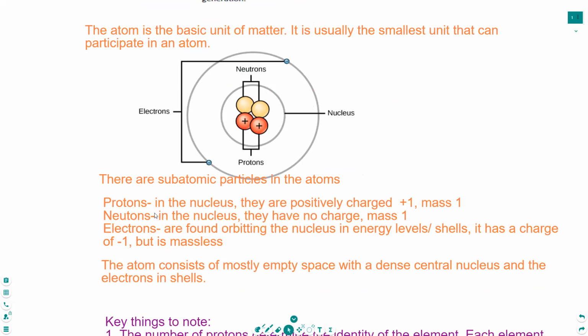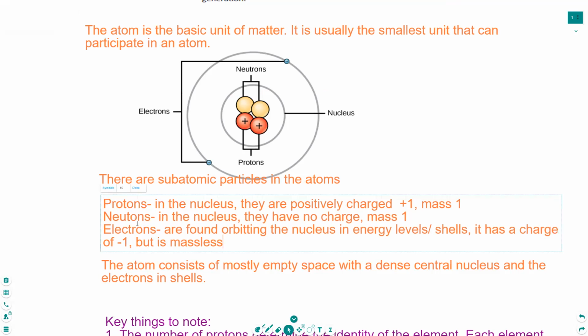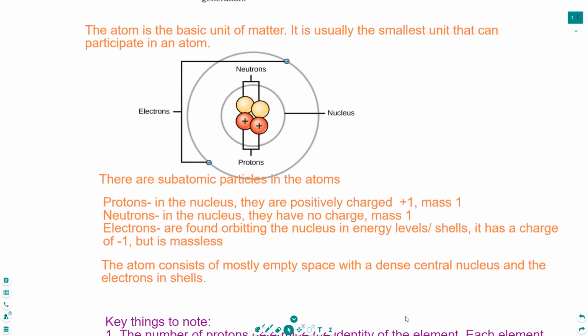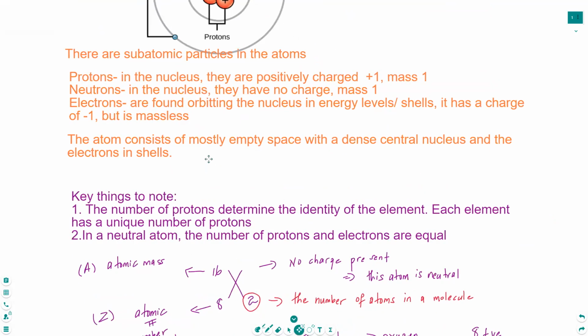So our neutrons are the ones that we said they don't have. Just a minute, let me correct this. So the neutrons, they don't have a charge, but they have a mass of 1. Electrons are found orbiting the nucleus on energy levels or shells, which has a charge of -1, but is massless. The atom consists of mostly empty space with a dense central nucleus, and the electrons are on our shells.